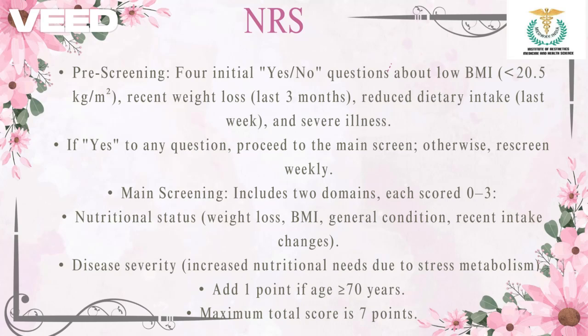So, what are the very important factors to be considered? Pre-screening, which is four initial yes or no questions, has to be asked. If their BMI is less than 20.5, they are in a malnourished condition, and we have to ask them whether this weight loss is happening in the last 3 months.